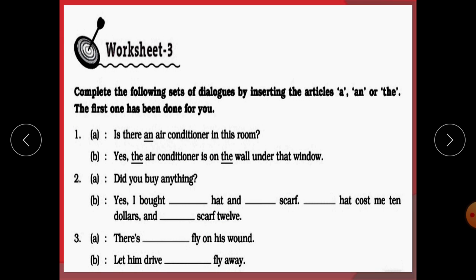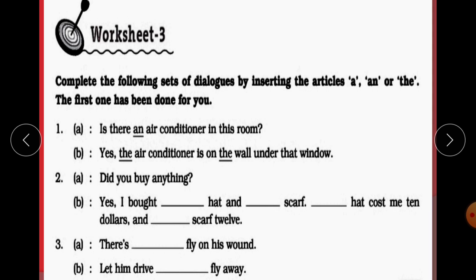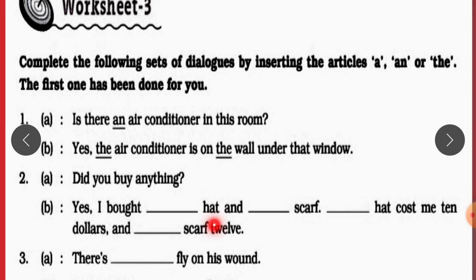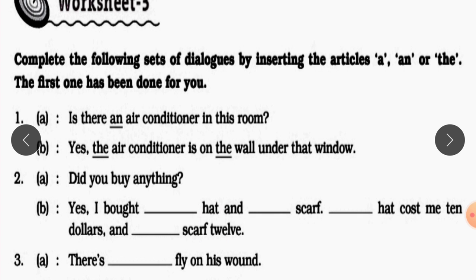Okay. Now let's start with worksheet number 3. You have to fill in the determiners part, articles a, an, and the. In these blanks you have to insert a, an, or the. Now read this, beta. Complete the following sets of dialogues by inserting the articles a, an, or the. And the first one has been done for you. First one is, beta, see here. Is there an air conditioner in this room? Yes, the air conditioner is on the wall under that window.